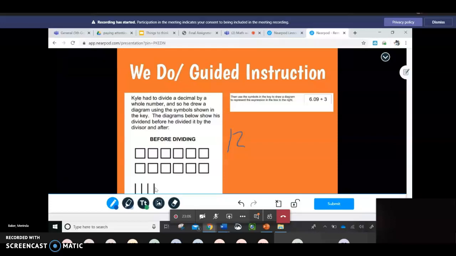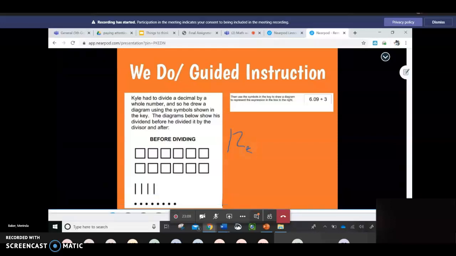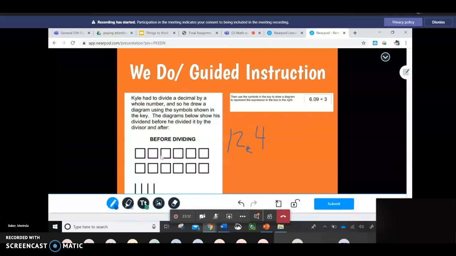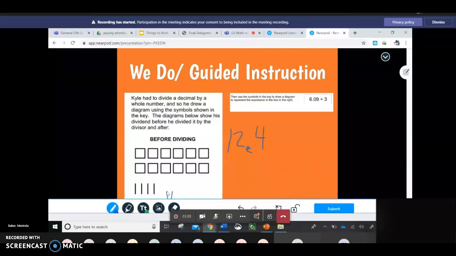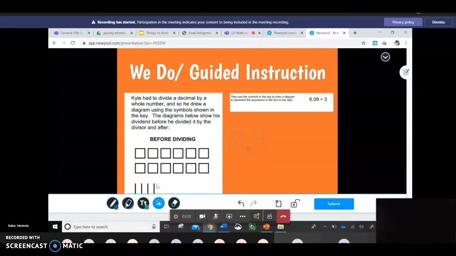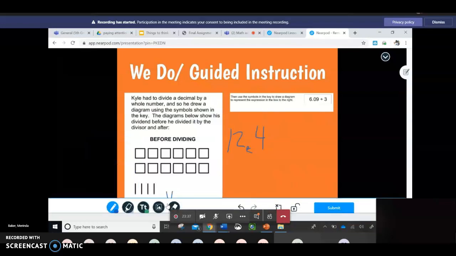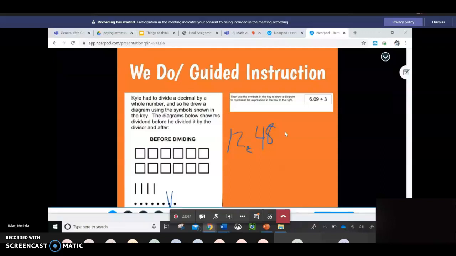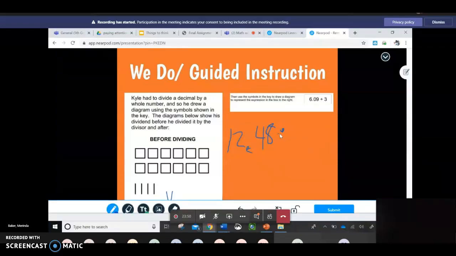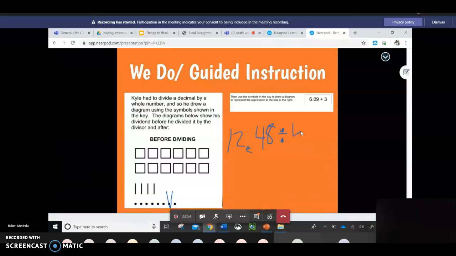Let me count my rods: 10, 20, 30, 40. So that's 4 tenths. And then let's see how many cubes I have. 1, 2, 3, 4, 5, 6, 7, 8 hundredths. So I have 12 and 48 hundredths, and this is our dividend that we're going to divide into 4 groups.